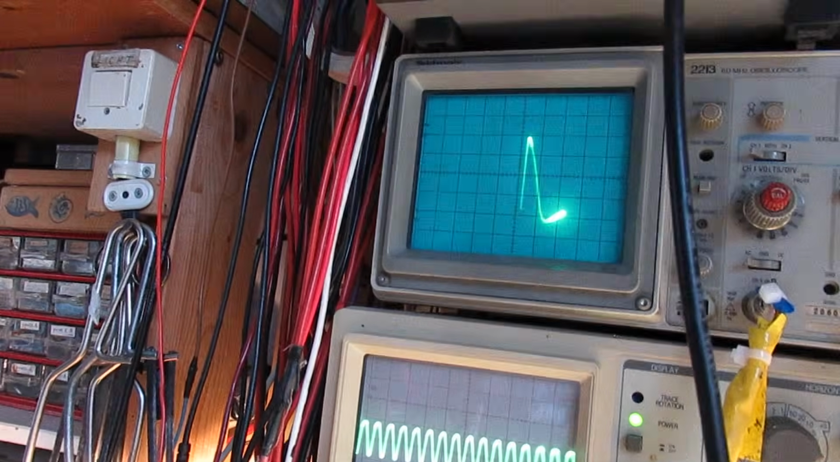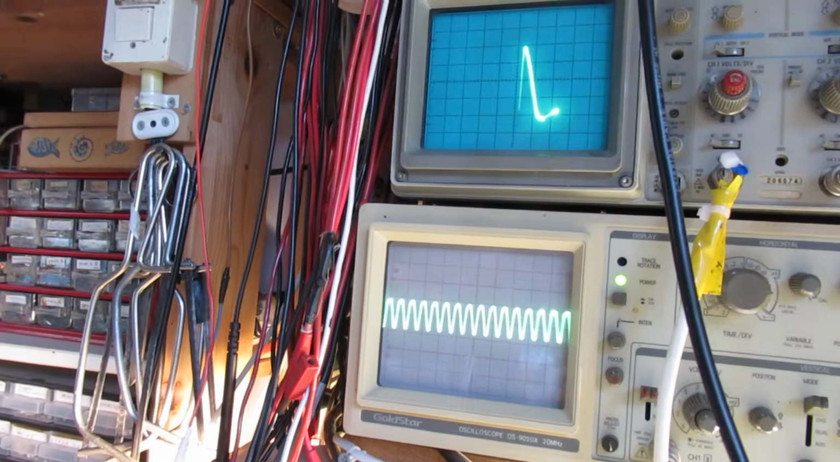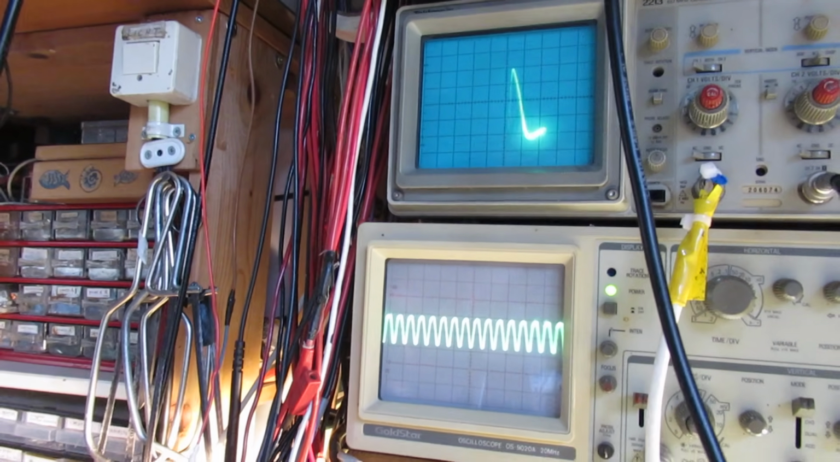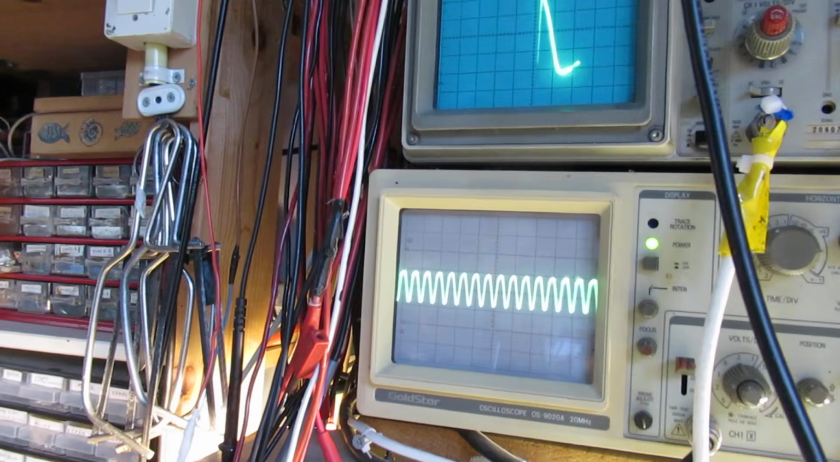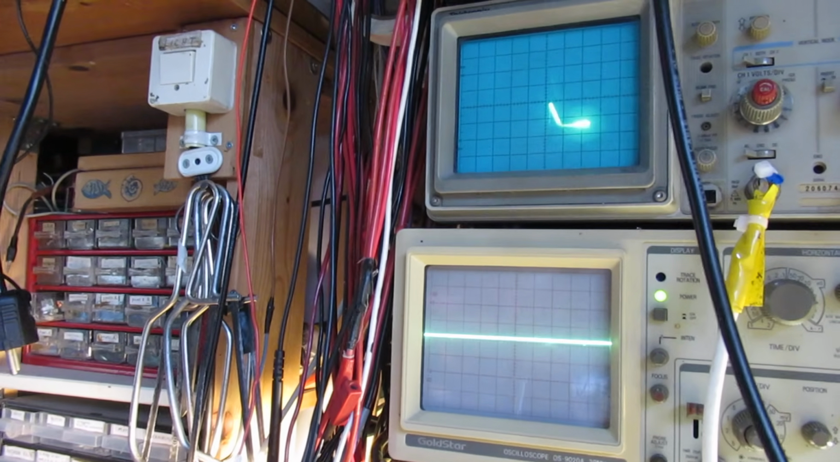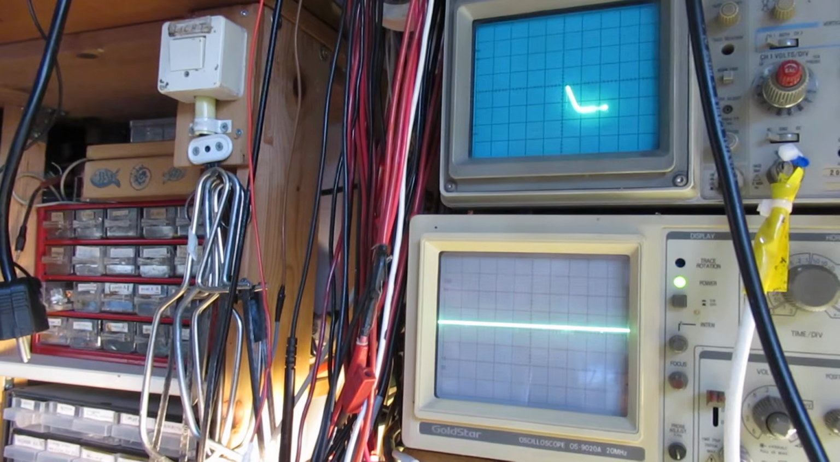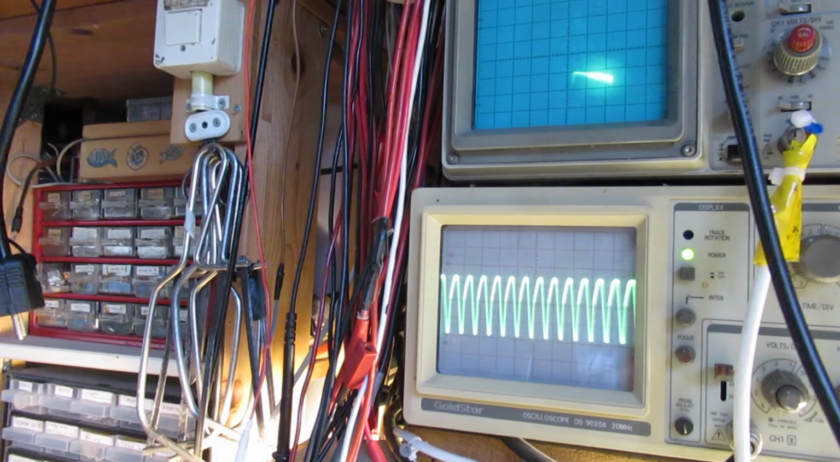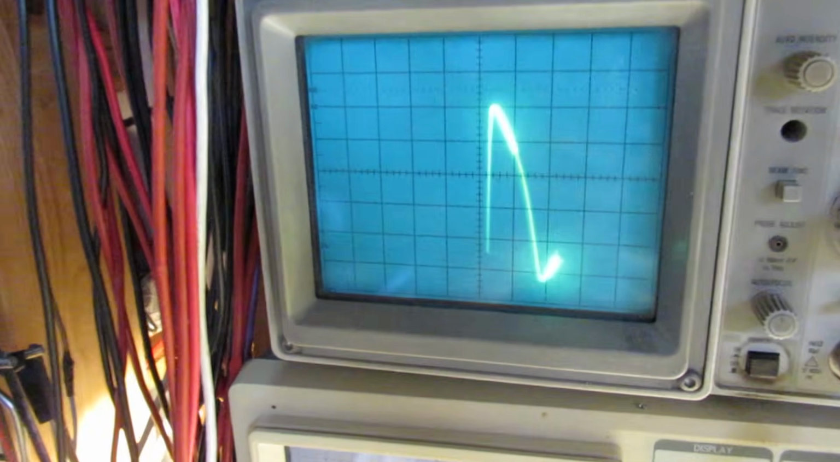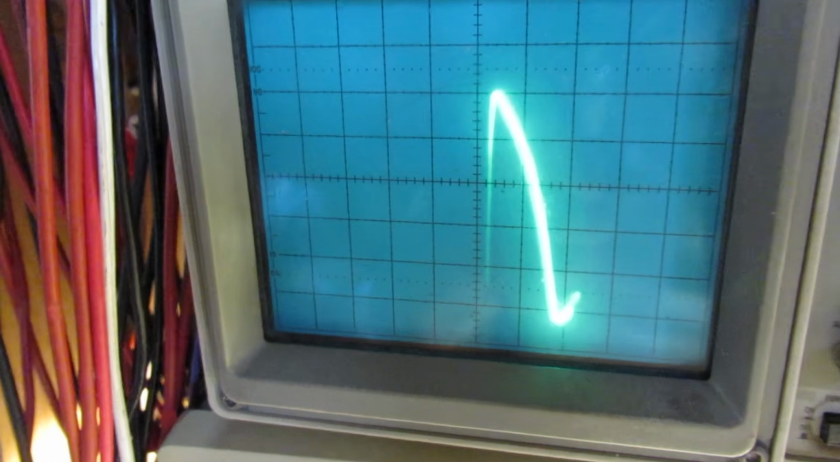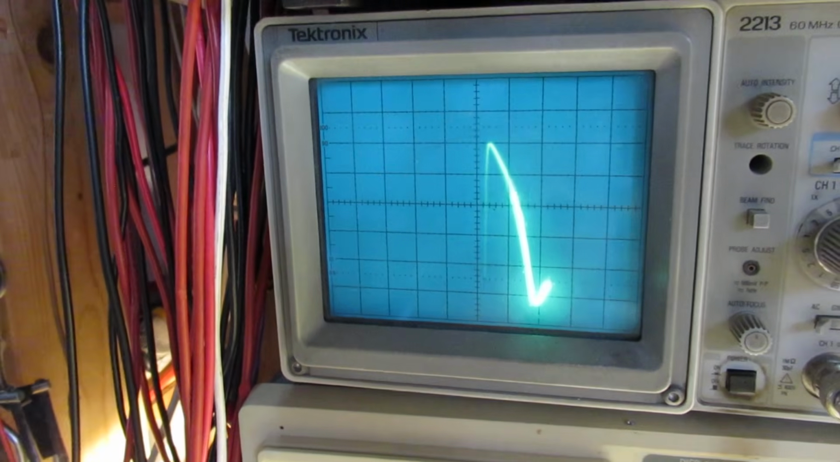Thanks for watching. I think this was enough, or perhaps too much. Anyway, oscillation gone, start oscillation, and here we see the resonance peak on 1.4 megahertz. Thanks for watching again.